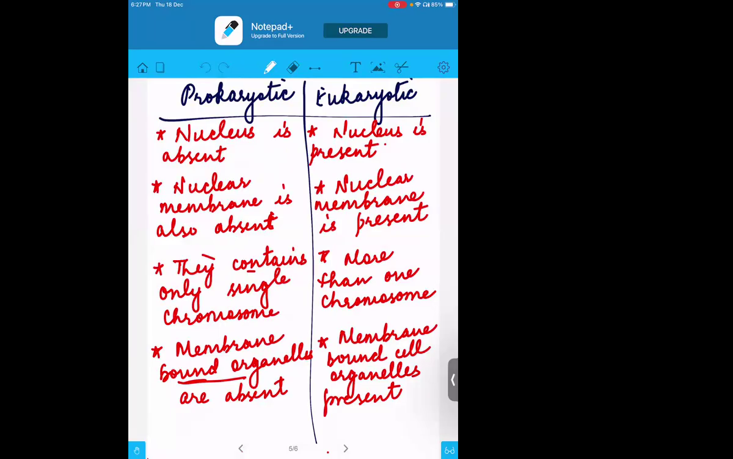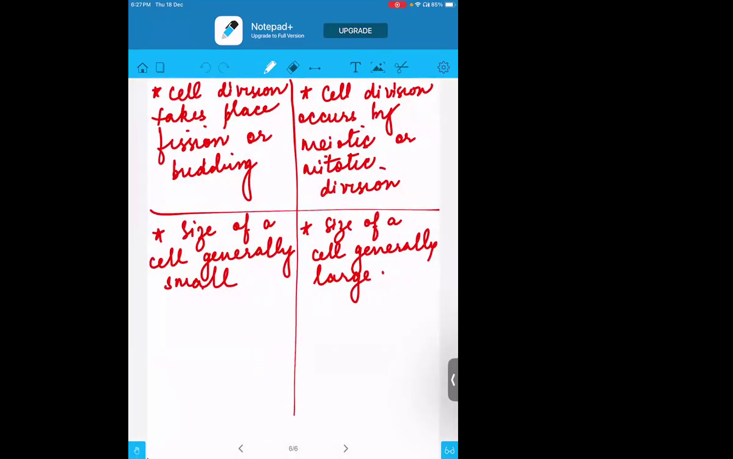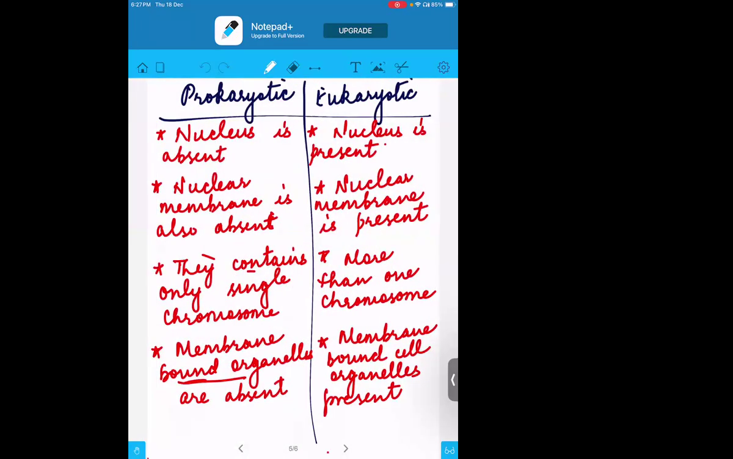In the prokaryotic, the nucleus is absent. In the eukaryotic, it is present. Prokaryotic nuclear membrane is absent. In the eukaryotic, it is present. In prokaryotic, they will have a single chromosome. In eukaryotic, they will have more than one chromosome. In prokaryotic, the membrane-bound cell organelles are absent, whereas in eukaryotic, they are present. Then the size of prokaryotic is small. The size of eukaryotic is big. Then cell division in the prokaryotic will take place by fission or budding. And cell division in the eukaryotic will be done by meiotic and mitotic division.